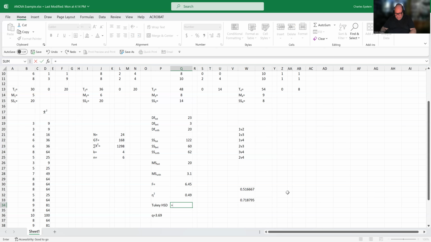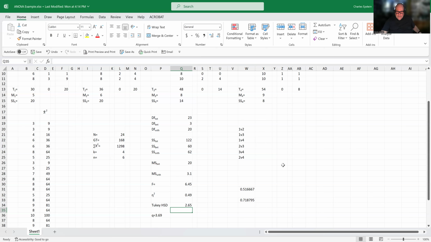So it's Q, which I have here, which I've given you on the exam, 3.69 times, and I'll just move over here, 2.65. So that's where I come up with my Tukey value. What do I do with this Tukey value?